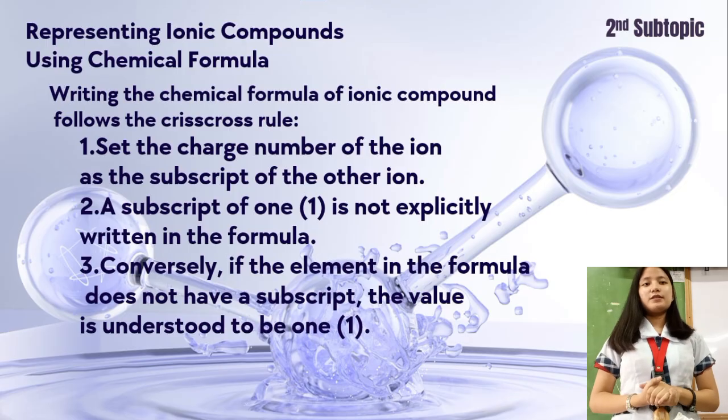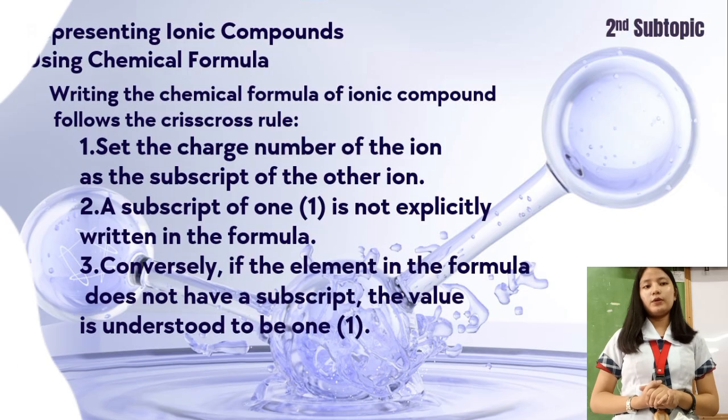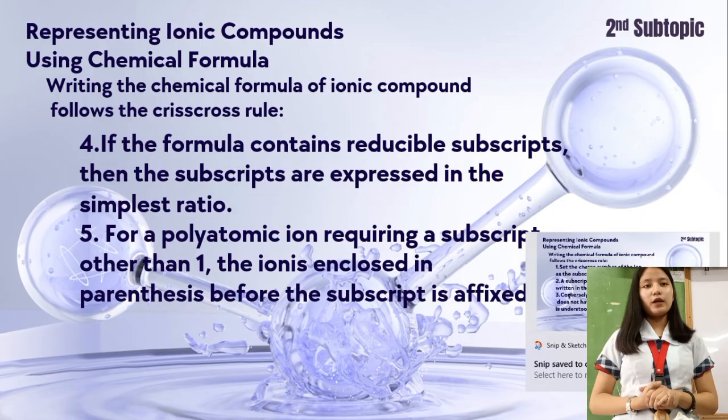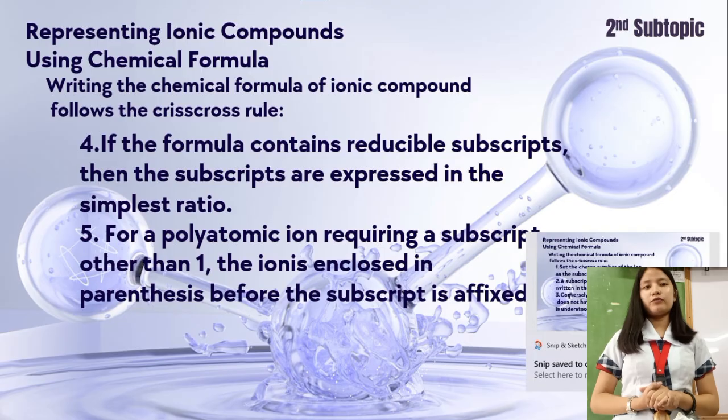The first one is, set the charge number of the ion as a subscript of the other ion. Number 2, a subscript of 1 is not explicitly written in the formula. Number 3, conversely, if the element in the formula does not have a subscript, the value is understood to be 1. And number 4, if the formula contains reducible subscripts, then the subscripts are expressed in the simplest ratio.